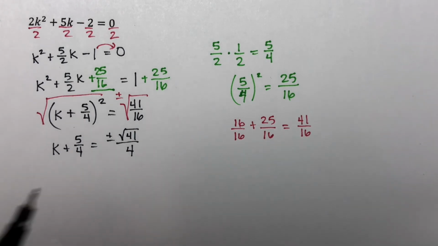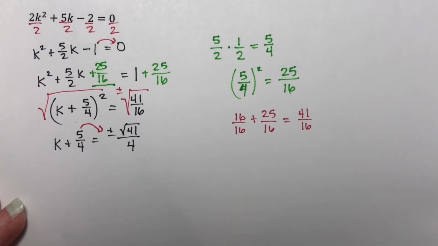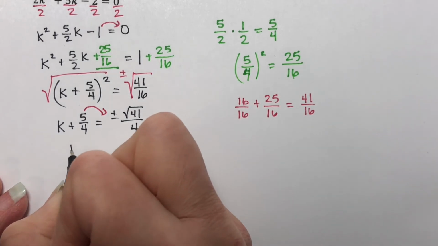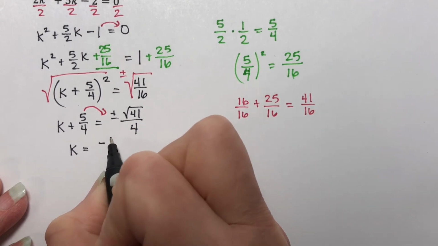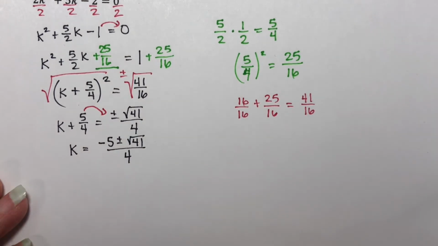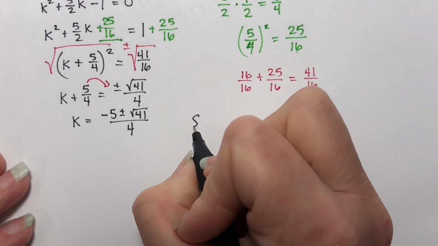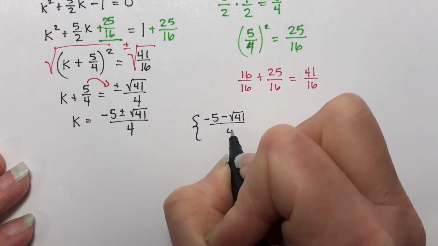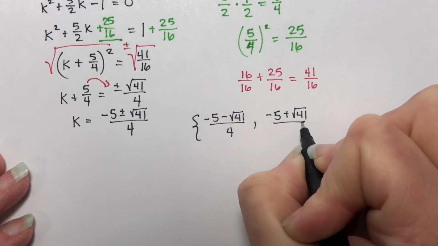Okay, now I need to move the 5/4 over here. And if you notice, they have a common denominator already, so I can go ahead and combine them. This is going to be k is equal to, when I move this over here, it would be negative 5/4. So I'm going to put negative 5 plus or minus the square root of 41 over 4. If this simplified in any way, I would do that, but it does not. Your two answers are negative 5 minus the square root of 41 over 4 and negative 5 plus the square root of 41 over 4.